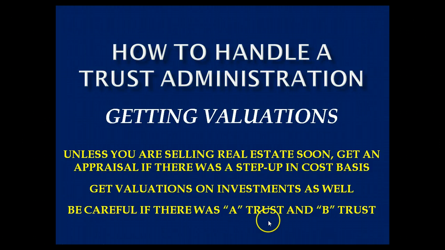And also, you want to be careful. There might have been an A and B trust. An A and B trust is sometimes created when one person in a married couple dies. So if one person died a few years ago, you want to make sure that the trust was not split into two. And if it was, you're going to have to handle both of those trusts.